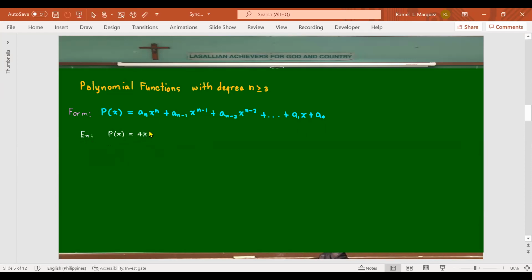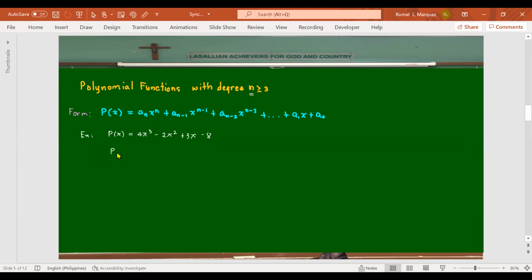So 4x cubed minus 2x squared plus 3x minus 8. Sir, degree is the exponent, right? Yes. Kaya nga degree n, we mean the exponent. Degree n, and n is the exponent of x. But it doesn't always mean the variable is x. It can be polynomial in y, polynomial in z. But if you want to graph, we normally use x, and then p of x is the y.